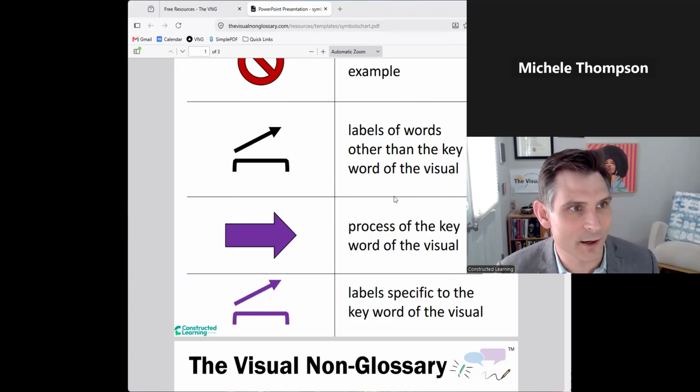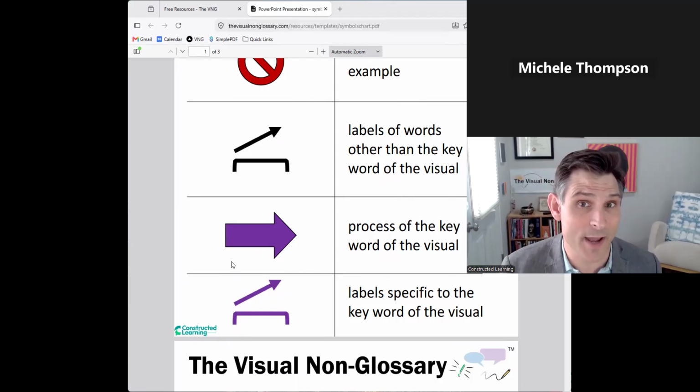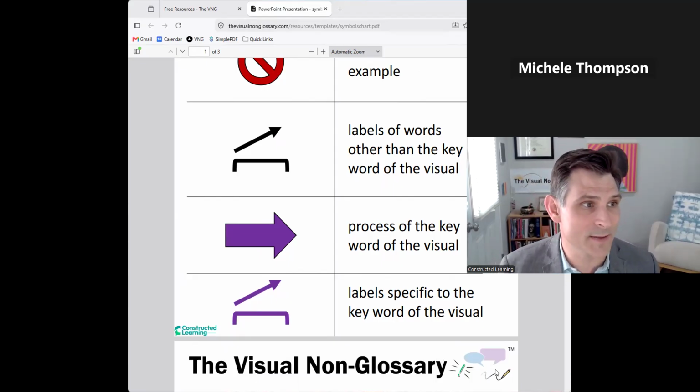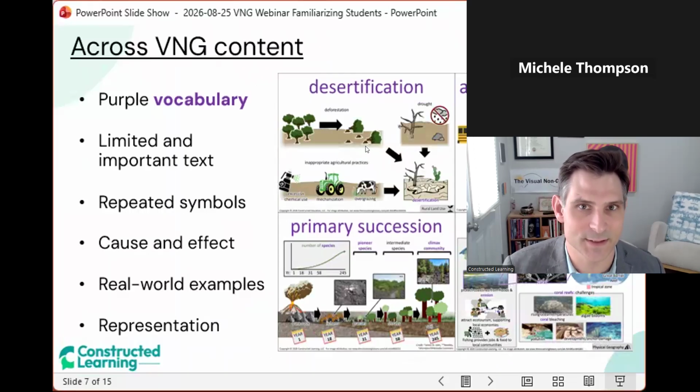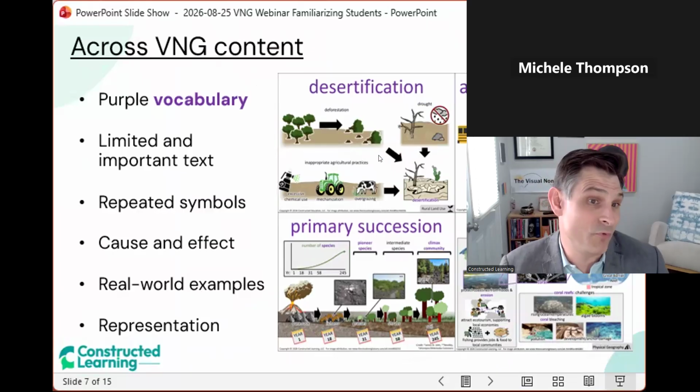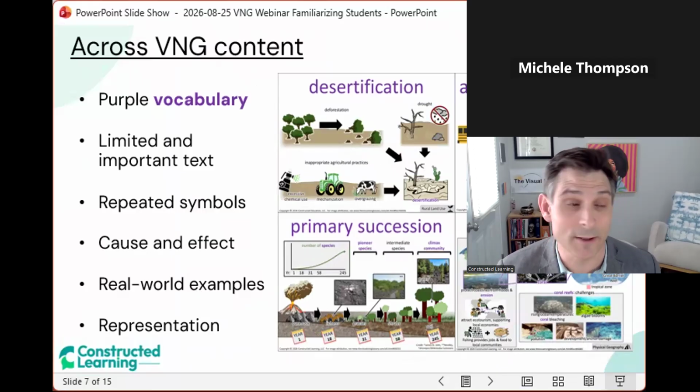So this is a resource that can be really helpful to teach students the different patterns, different motifs of VNG visuals. But even if we don't explicitly teach students any of this, they will pick this up pretty quickly. Because there's such consistency between the visuals, it's very easy for them to pick up on these patterns. The only challenge is just making sure we use the visuals consistently.